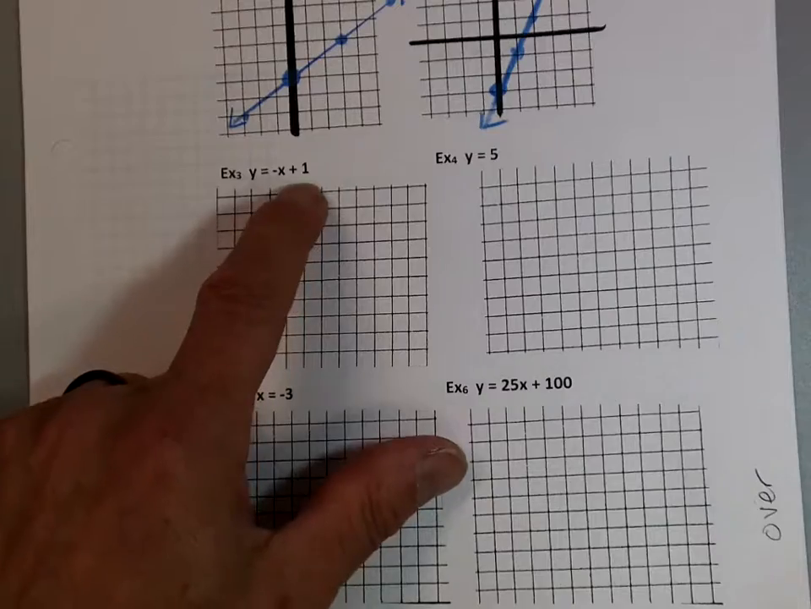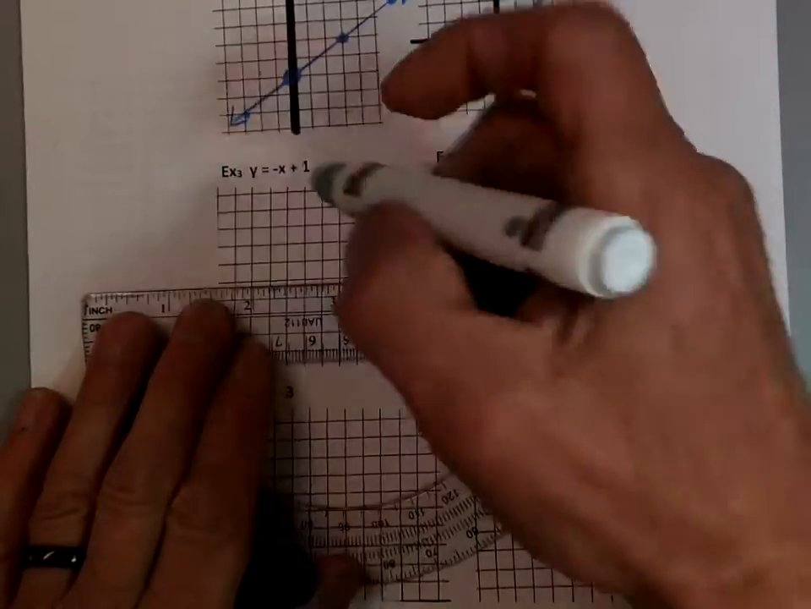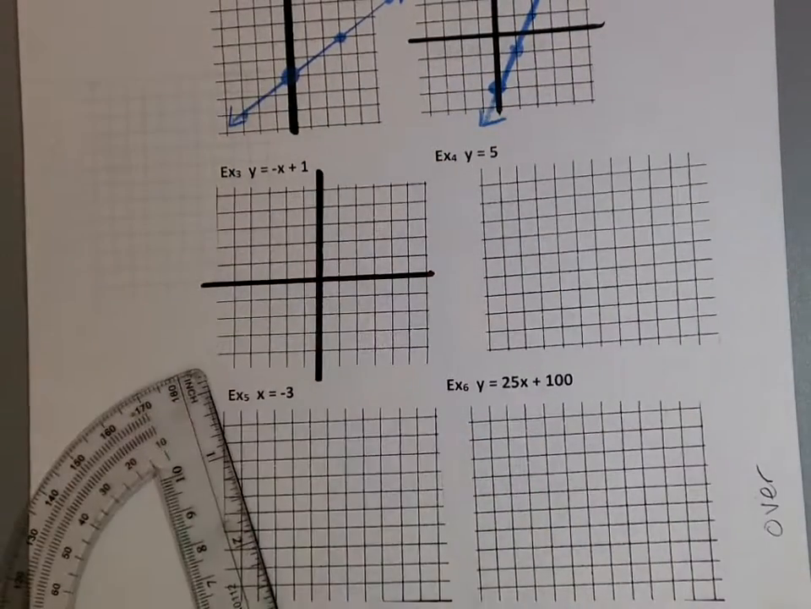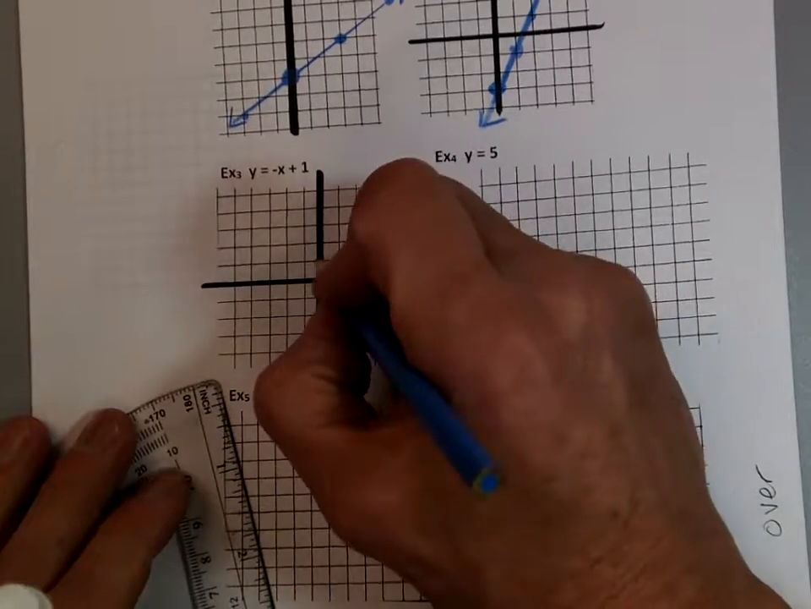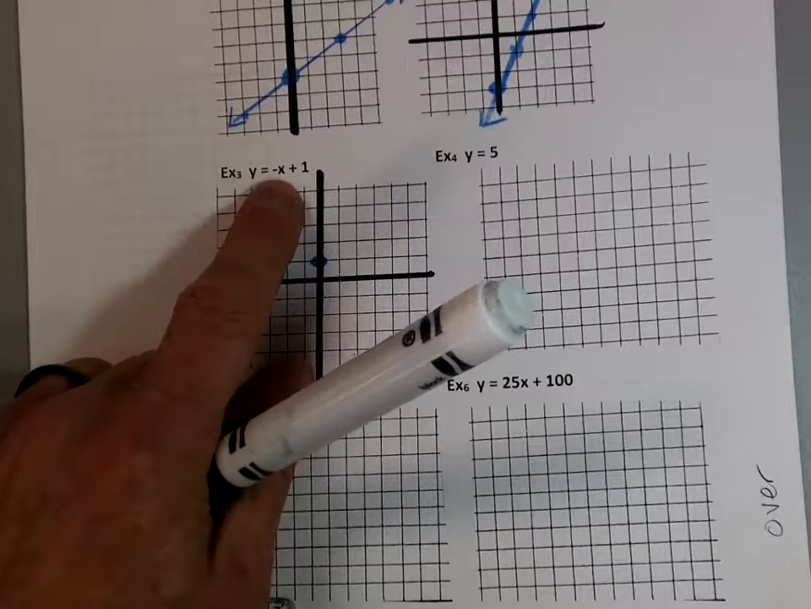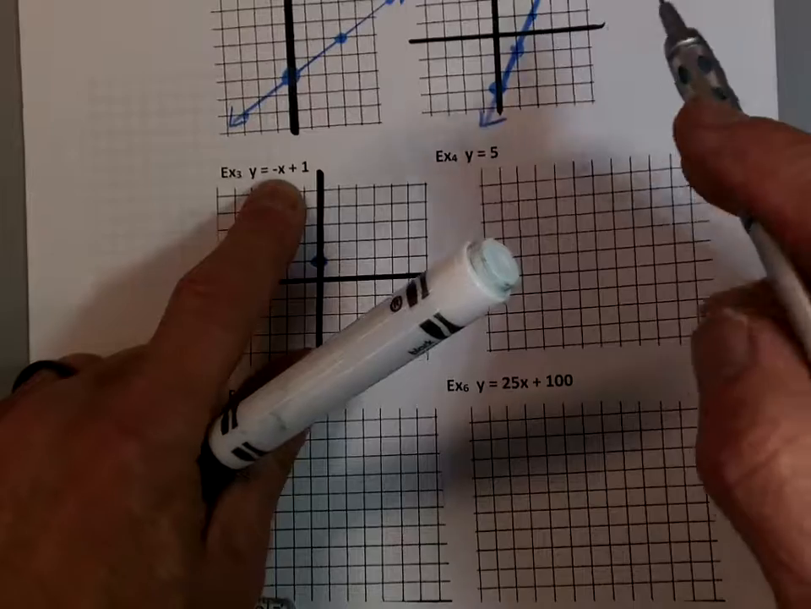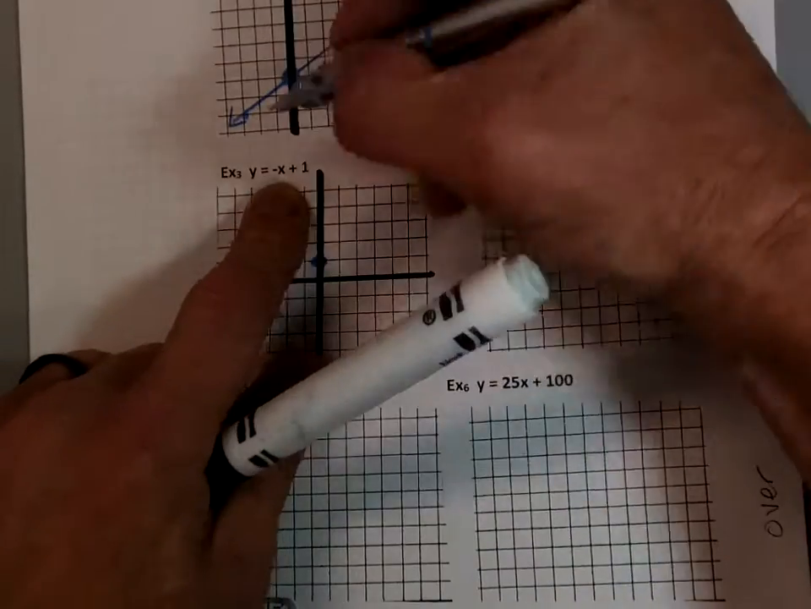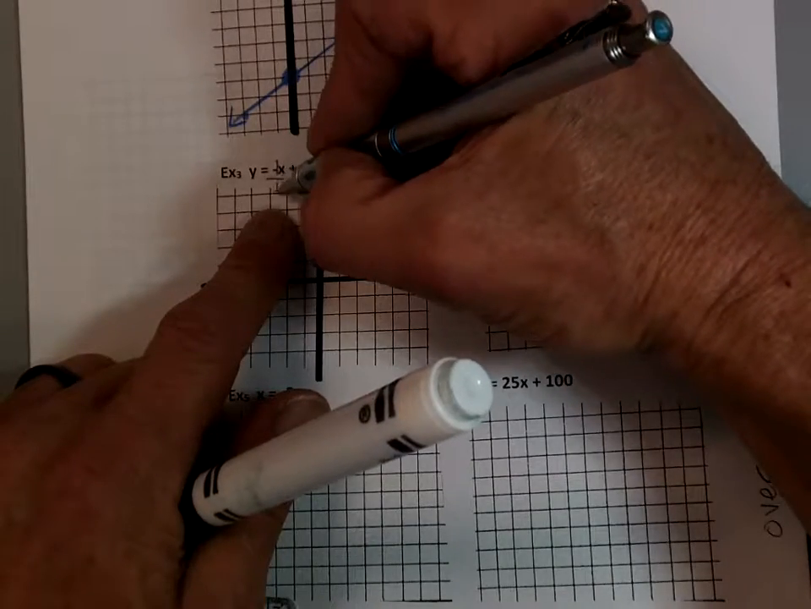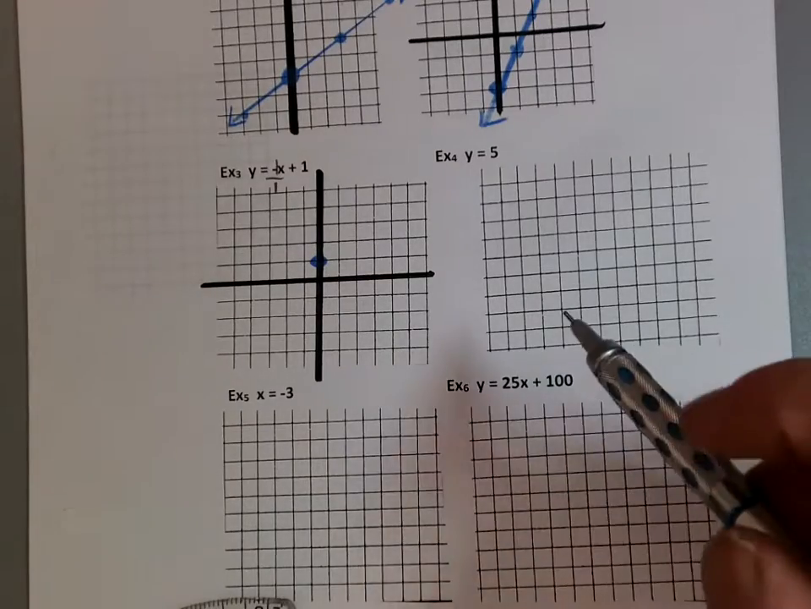I've got a y-intercept of 1, so I'm going to put my x-axis and y-axis in, and I'm going to start at positive 1. Now, I need a fraction for my slope. I don't have a fraction, but there's an invisible 1. Everybody agree? So I made the invisible 1 into a fraction, 1 over 1.